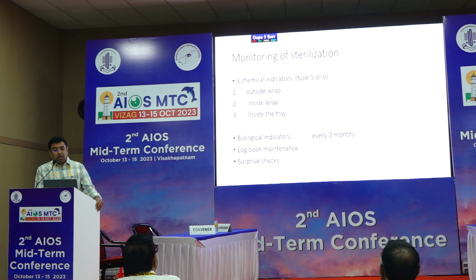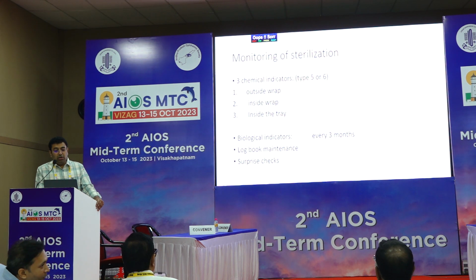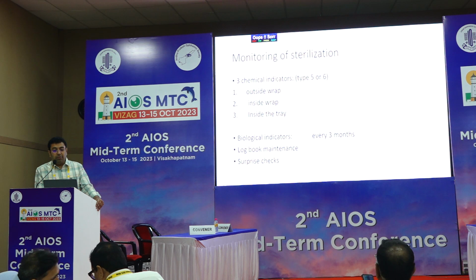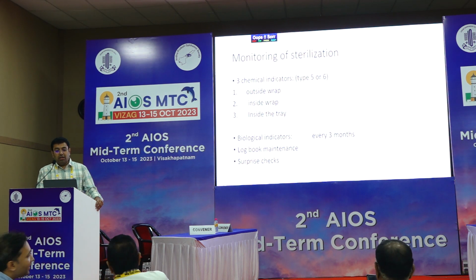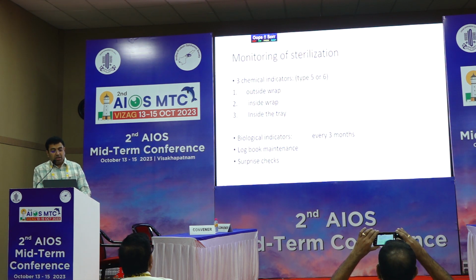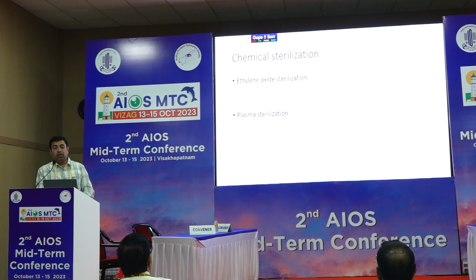So what are the AIOS guidelines for monitoring of sterilization? AIOS says that you should use at least 3 chemical indicators, type 5 or type 6. One you should use outside the wrap, one inside the wrap, and one inside the tray. And if you are doing large volume surgery, biological indicators should be used every 3 months. And proper logbook maintenance and surprise checks of your sterilization process should be done.